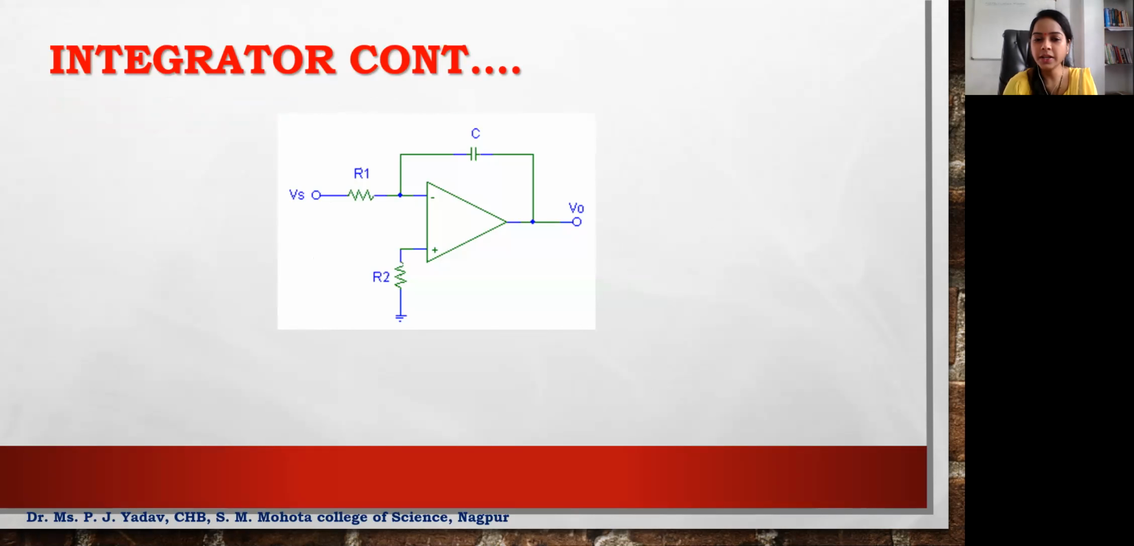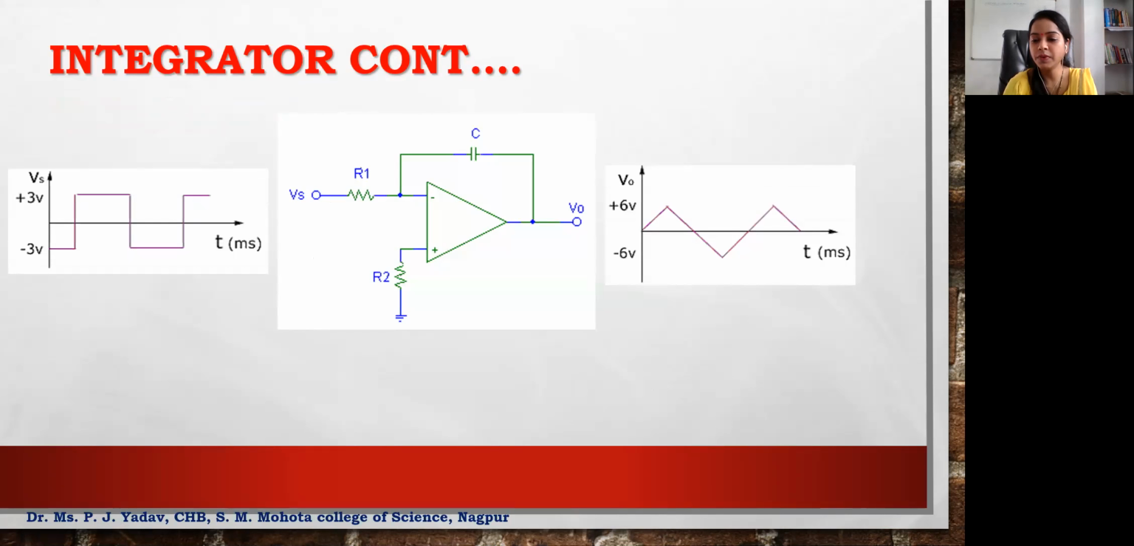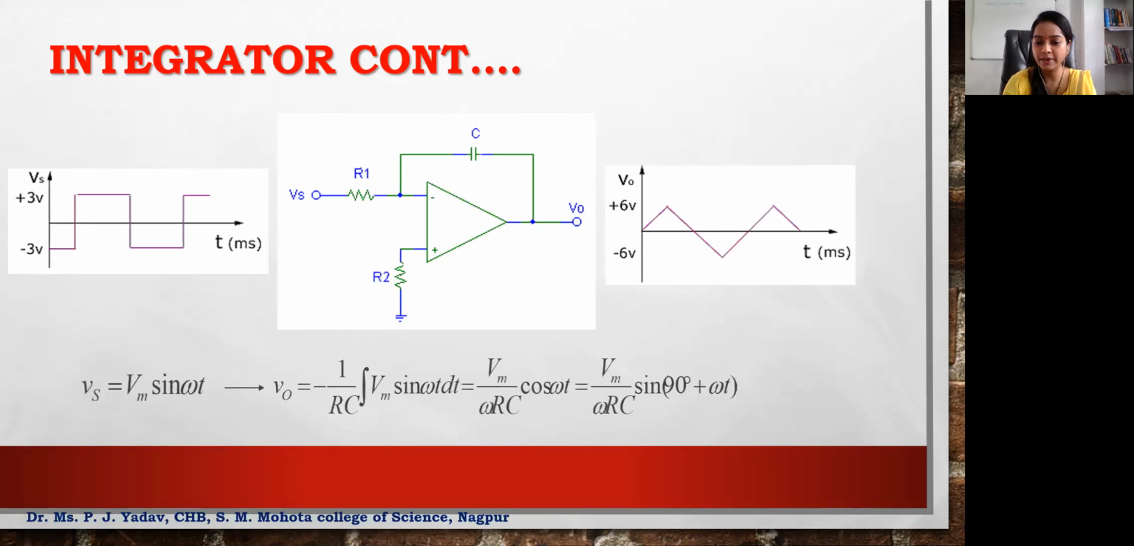Okay, and here if we give a square wave to this circuit, what we will get at the output end, we will get a triangular wave. This is how the integration is done at the output end. If we give a square wave, we will get a triangular wave at the output.